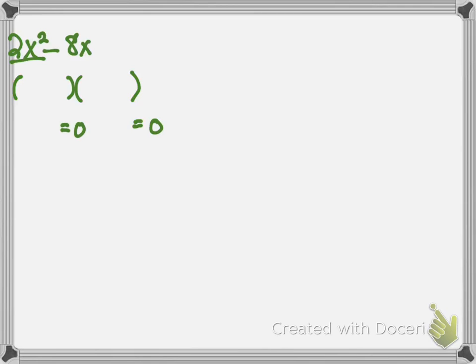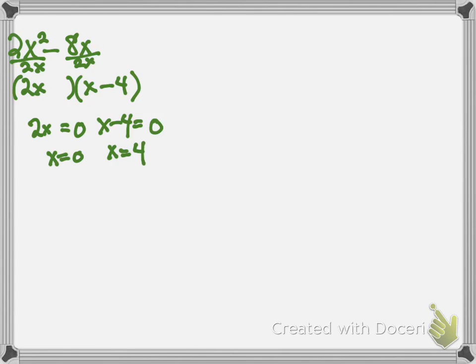So what goes into 2x squared that goes into 8x? Well, 2x does, and then we'll have x minus 4 left. So we set them equal to 0, and we'll get x equals 0 and x equals 4. So these are our 2 points on the graph, x equals 0 and x equals 4.